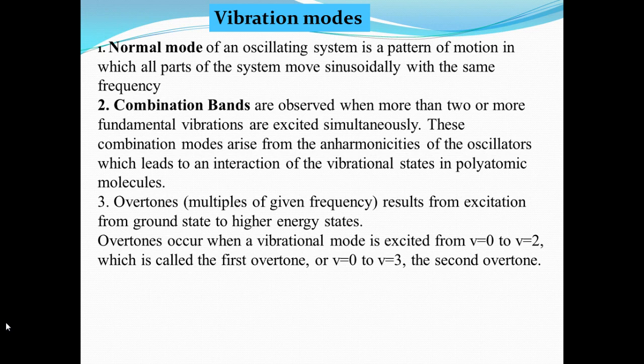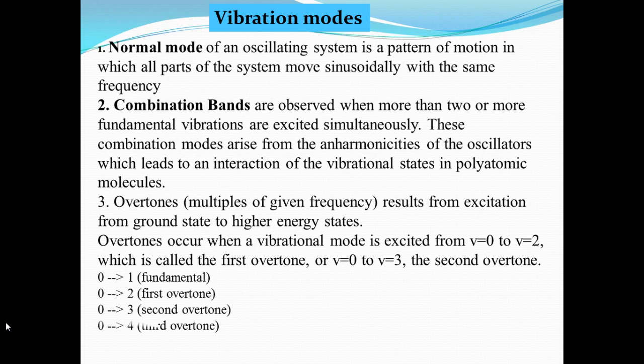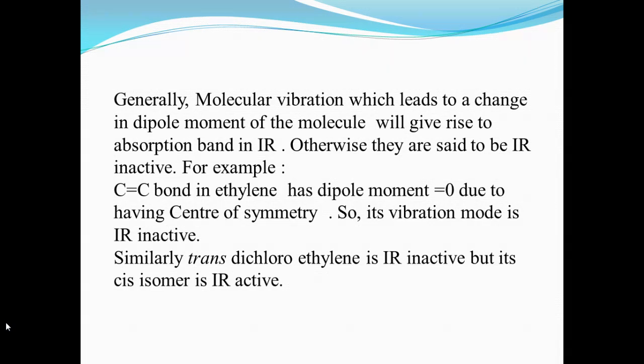Overtone occurs when, as we have already seen, a vibrational mode is excited from the ground state to vibrational level 2, which is called the first overtone, and where the transition occurs from the ground state to vibrational level 3, the second overtone. Here, summarizations are there. Fundamental, first overtone, second overtone, third overtone, and fourth overtone, where the ground state to vibrational level 5 transition occurs.